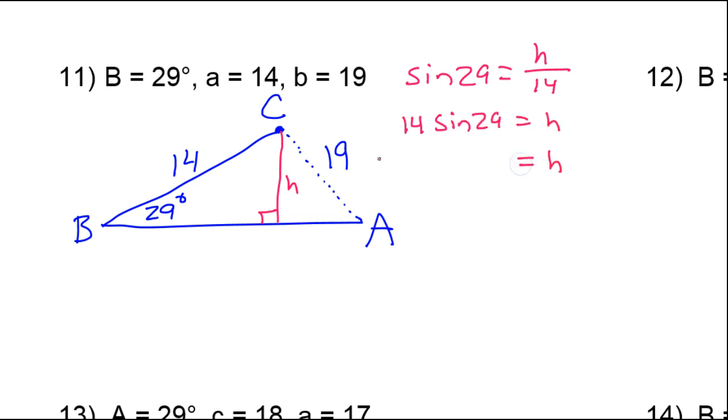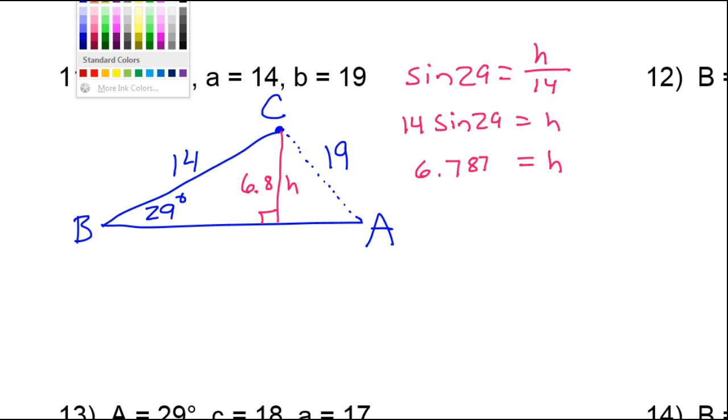I'm just going to punch it in my calculator. 14 sine 29. Okay, that is giving me 6.787. Okay, so that is approximately 6.8. So I'm just going to put 6.8 for a moment. So, is the swing side long enough to reach and form a triangle? Yes. 19 is longer than 6.8. So it's definitely long enough to reach. So we will at least have one triangle. So the question is, will we have one triangle or will we have two triangles?